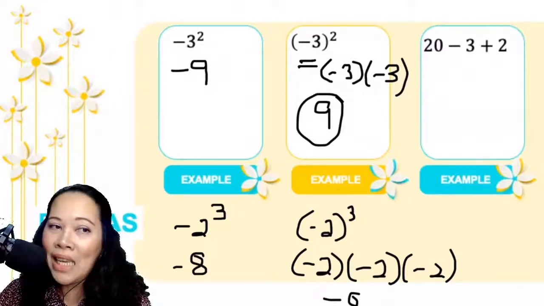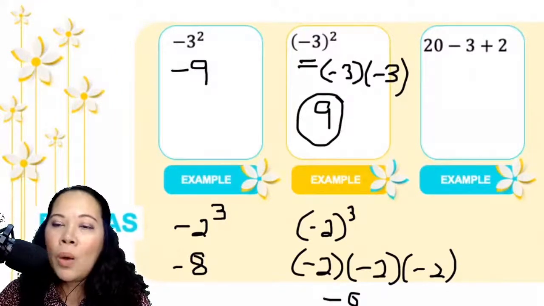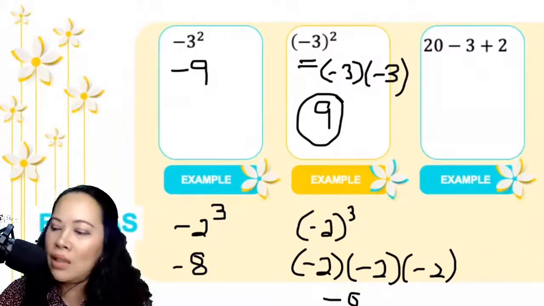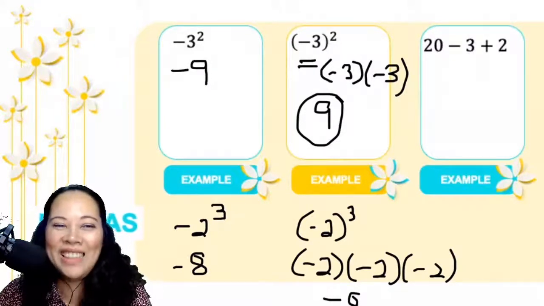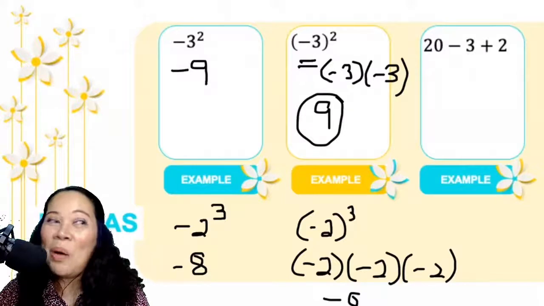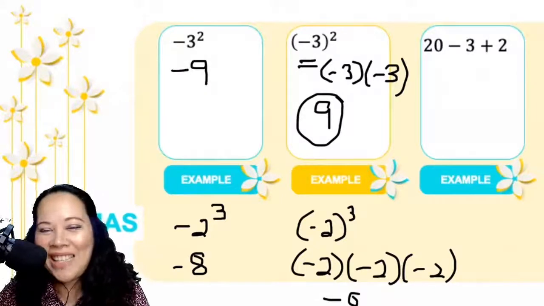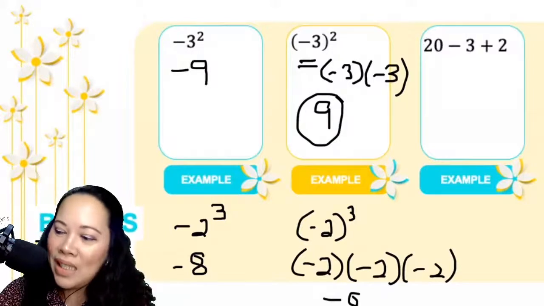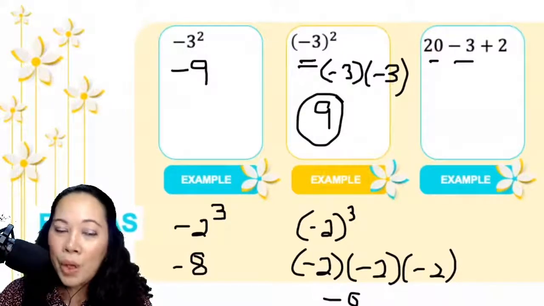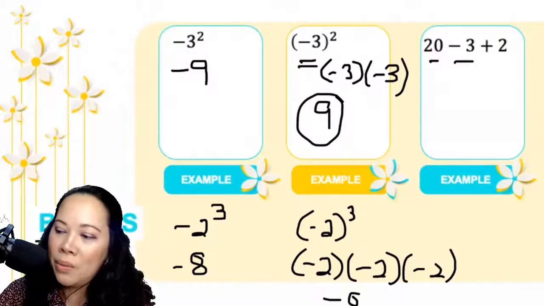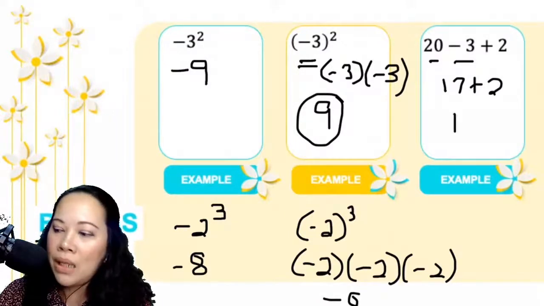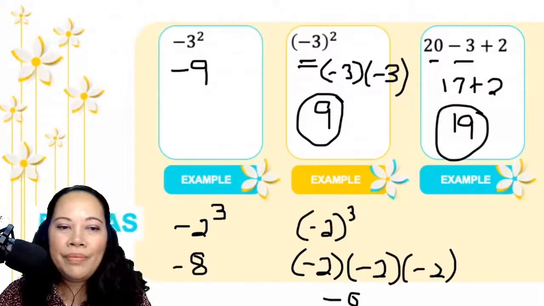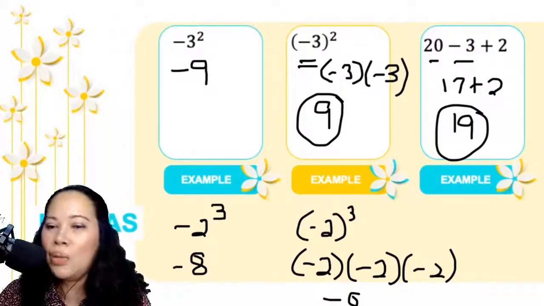So 20 minus 3 will be 17, right? Okay. So 20 minus 3 first. So 20 minus 3 will be 17, and then you add 2. 17 plus 2 will be 19. Okay? So we evaluate them from left to right.